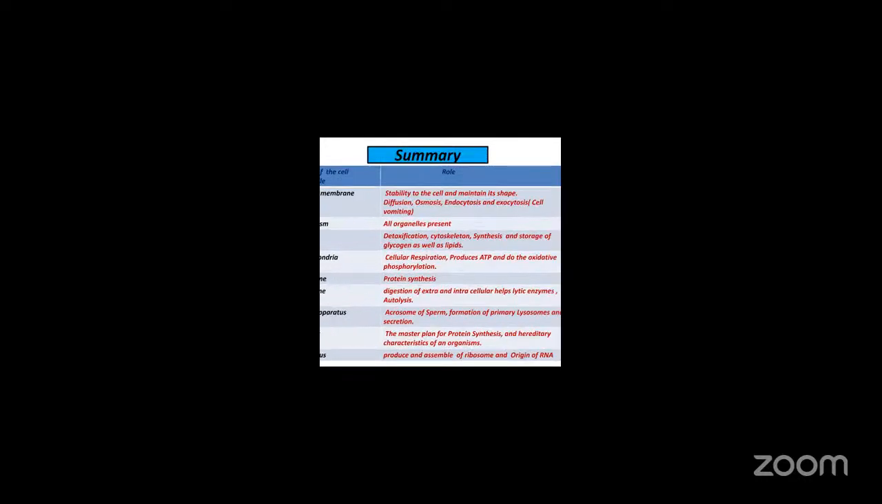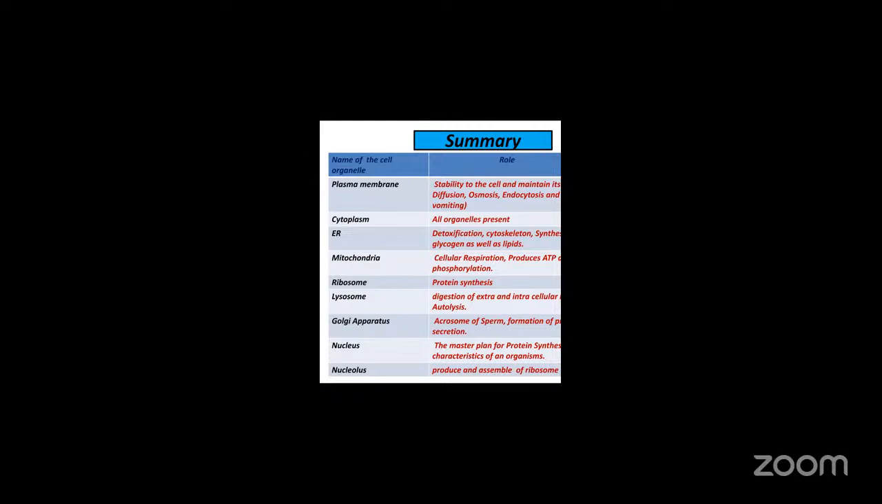Okay. Now coming to the general functions of the nucleus, it controls the hereditary characteristics of an organism. It produces ribosomes, stores hereditary material, proteins, and is also responsible for protein synthesis. So this is about the nucleus.